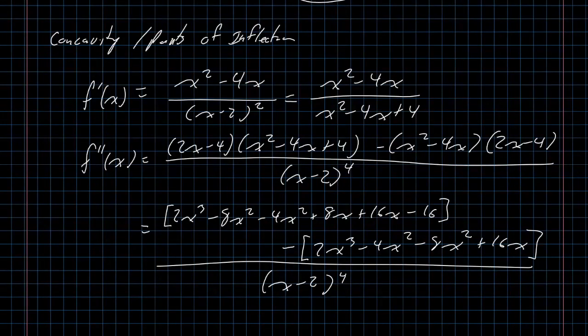All right, notice here, we've got a 2x cubed minus 2x cubed, which cancel out. We've got a minus 8x squared minus 8x squared, which cancel each other out. We've got minus 4x squared minus 4x squared, which cancel each other out. And we've got 16x minus 16x, which cancel each other out.